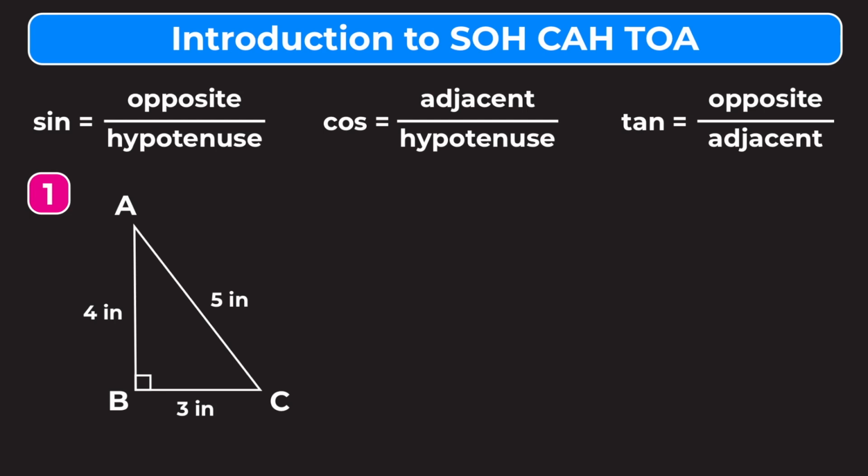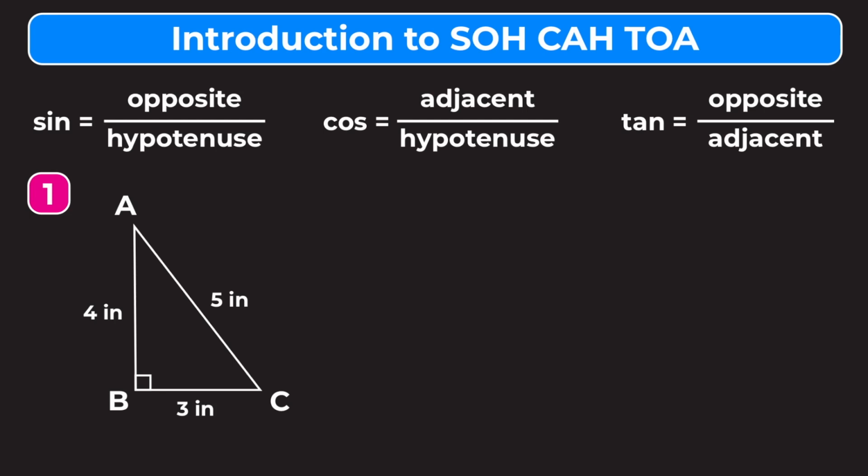So if you look at the top of our screen, I've written down what each letter stands for in our acronym. SO stands for sine of an angle is equal to opposite over hypotenuse. CA stands for cosine of an angle is equal to adjacent over hypotenuse. And TOA stands for tangent of an angle is equal to opposite over adjacent, and that's going to make more sense once we actually jump into example 1.